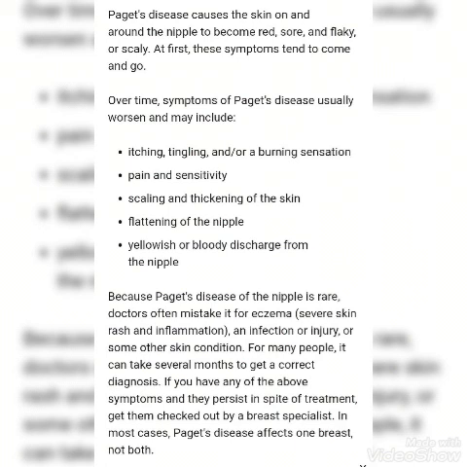Now Paget's disease causes the skin on and around the nipple to become red, sore and flaky or scaly. Then itching, tingling and burning sensations are very important manifestations, with pain and sensitivity. Scaling and thickening of the skin occurs. There is flattening of the nipple with yellowish or bloody discharge from the nipple. So discharges are also a very important feature in Paget's disease of the breast.